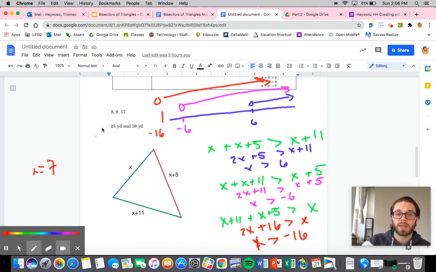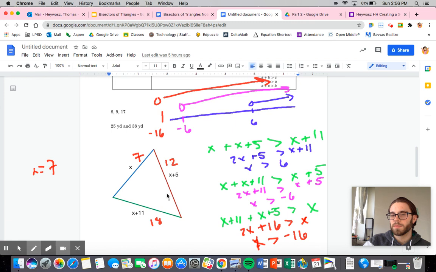So if I plug in 7, 7, 12, 18. So 7 plus 12 is 19, which is bigger than 18. 18 plus 12 is 30, which is well bigger than 7. And then 7 plus 18 is 25, which is bigger than 12.